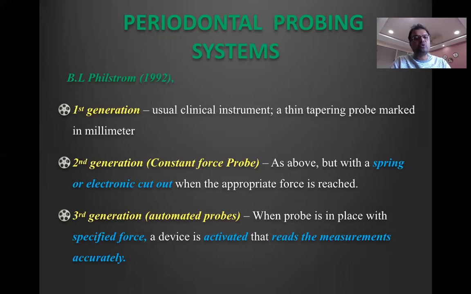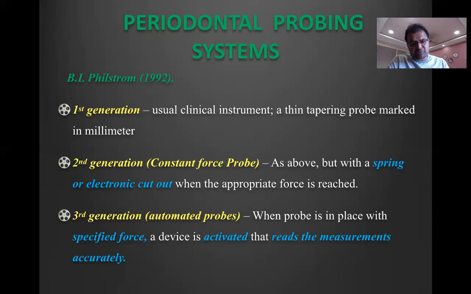So we do not have something to standardize the measurements, and for that very reason there are a lot of errors that go with our conventional probing measurements, and that's why we now have a classification of periodontal probing devices. The first one, and the most commonly used, is the first generation probe, which is known as a clinical instrument, what you all have now in your kits, and it is known as a standard metal probe.